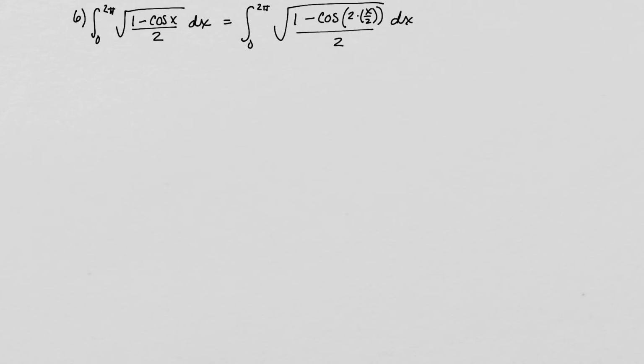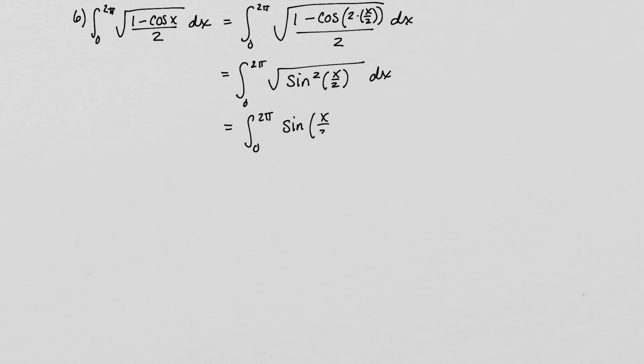And so all of this stuff underneath the square root sign here looks a lot like the double angle identity for sine squared. It's just that instead of sine squared of x, we don't have just 2x, we have 2 times x over 2. So all of this is going to become the integral from 0 to 2 pi of the square root of sine squared of x over 2 dx. And then I can take the square root of the sine squared. So we have 0 to 2 pi sine of x over 2 dx.